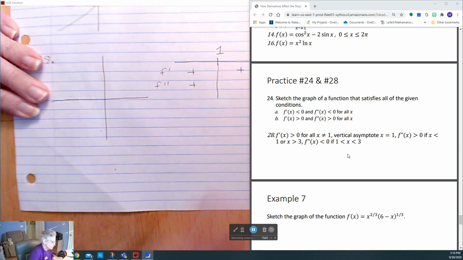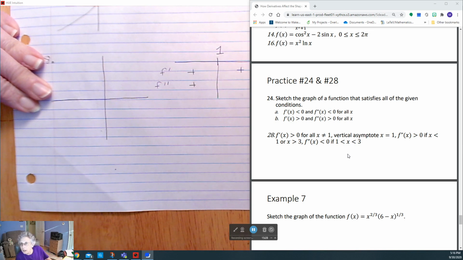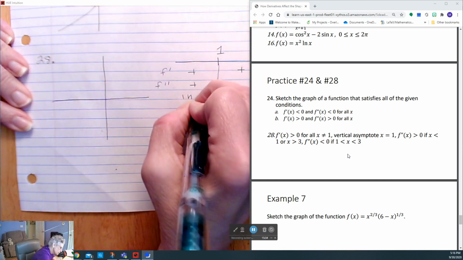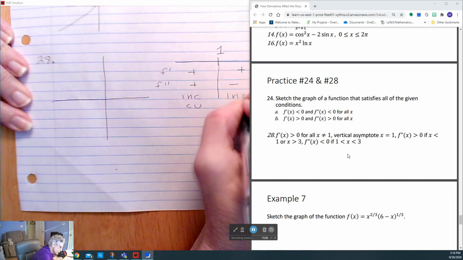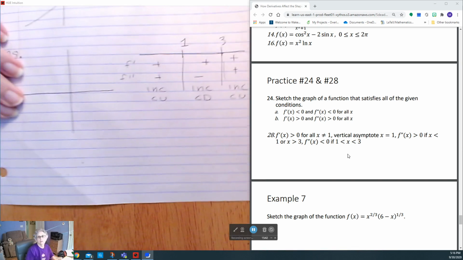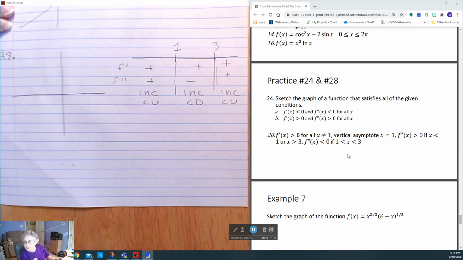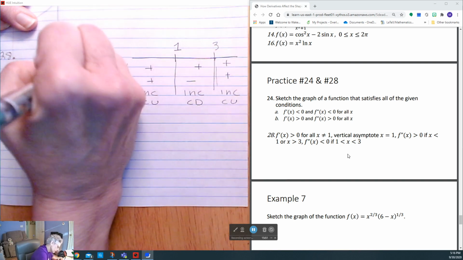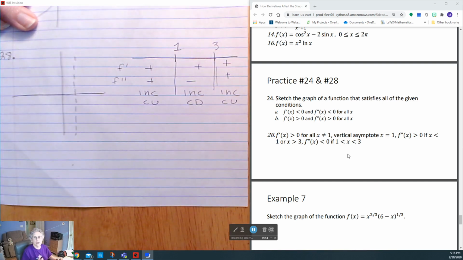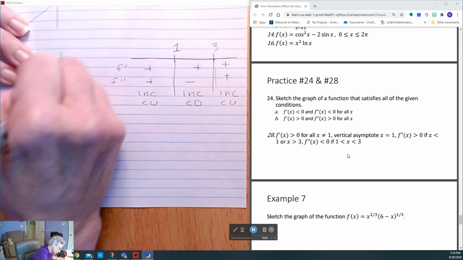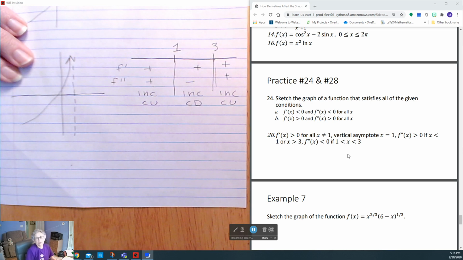Now, first derivative is always positive, and the second derivative is negative if we're between. So we're always increasing, concave up, increasing, concave down, increasing, concave up. And it says we have a vertical asymptote at 1. There's my dashy line for vertical asymptote. So we are increasing concave up. Doesn't say anything else, so increasing concave up.